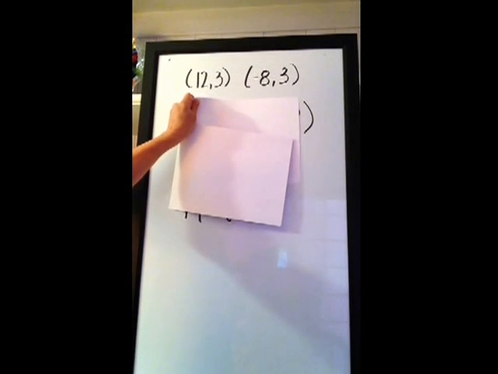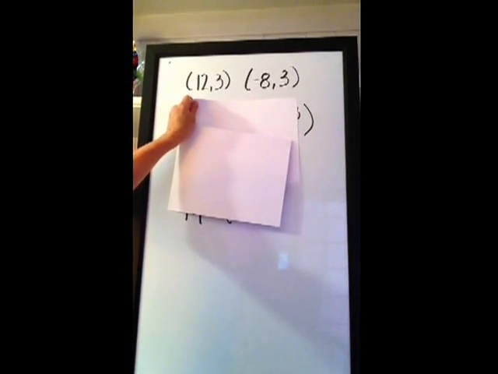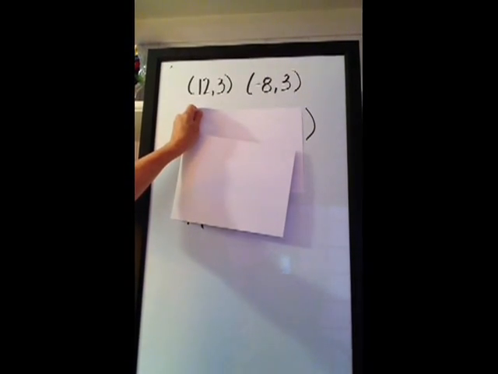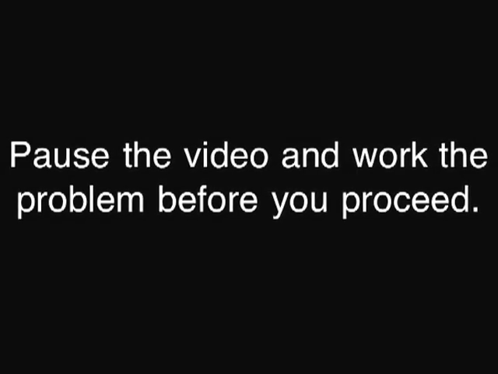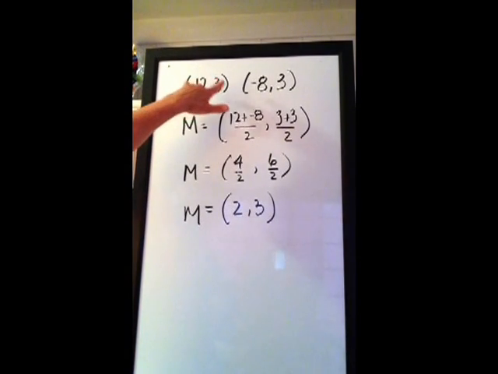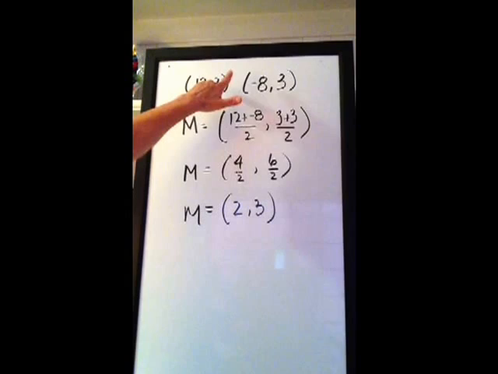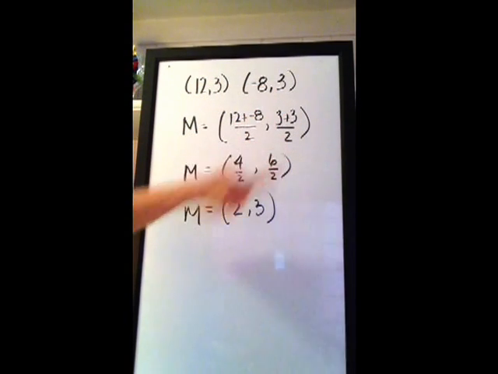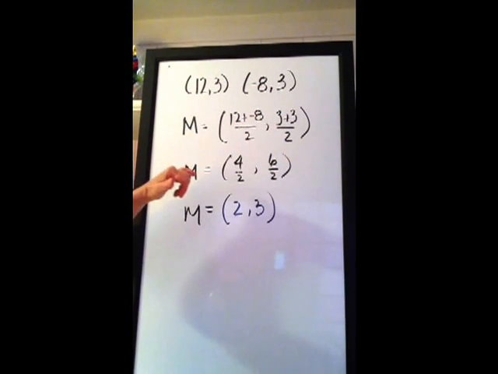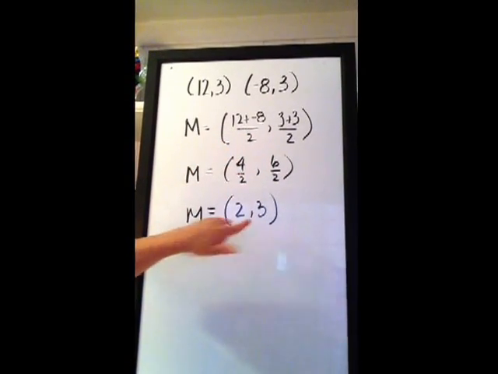Oops, I did the work without showing you the problem. So here's the problem. Find the midpoint of the segment whose endpoints are 12, 3 and -8, 3. Okay, so in this case, I want the sum of the x's, 12 and -8, divided by 2, and the sum of the y's, 3 and 3, divided by 2. So the coordinates of the midpoint are 4 divided by 2 and 6 divided by 2, or 2 and 3.